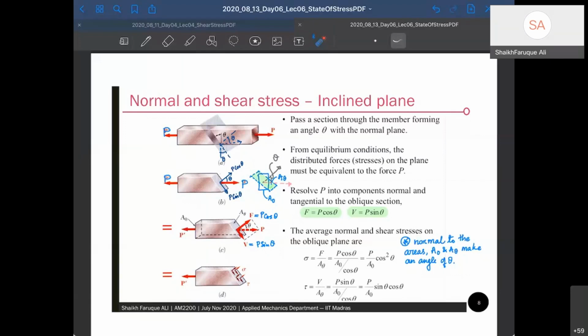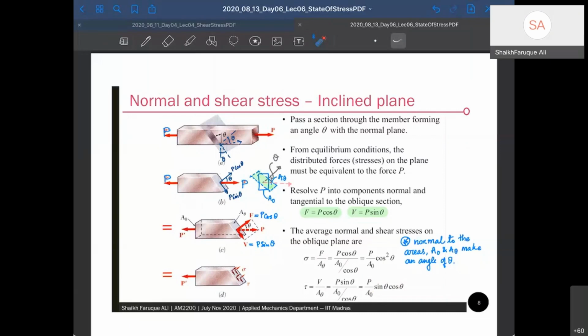So as you can see, it is P by A0 cos square theta here and P by A0 sin theta cos theta. Okay, I'll tell you why we need to take inclination. Now, this member is an axial member. So no matter what, this member will only have axial force. It will not have a bending force. It will not have a transverse force acting on it. A transverse force gives rise to bending. This is not a member that carries transverse load. This is an axial load. So this member may be a truss member. It never carries a bending load. It only carries axial load.